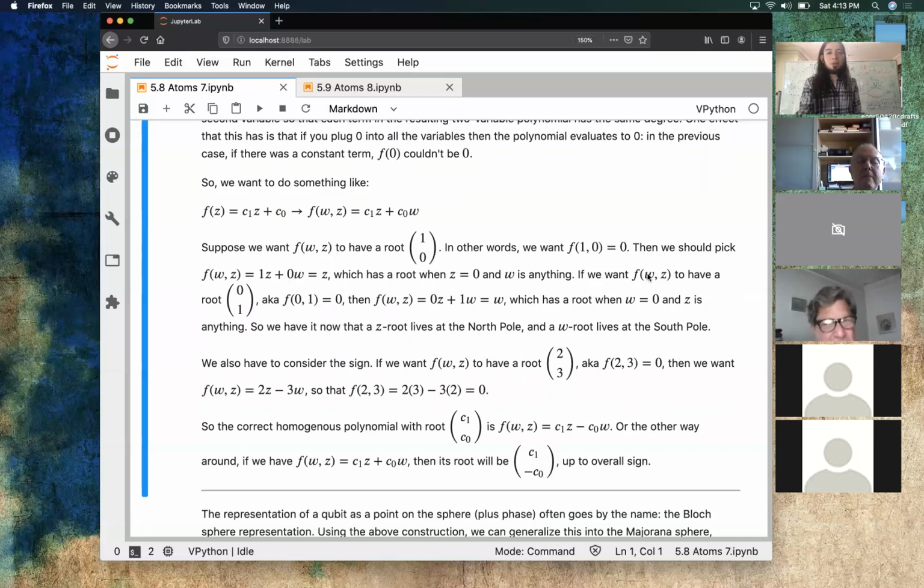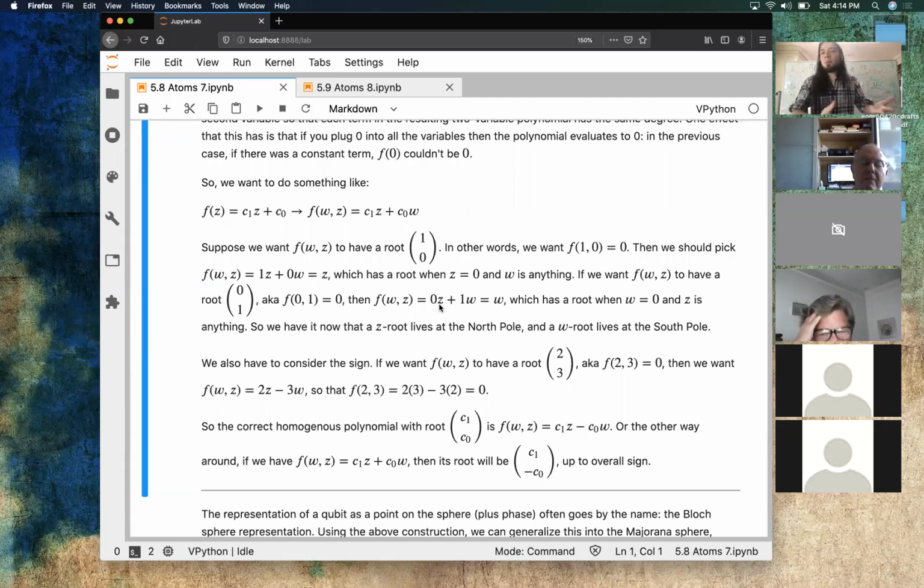If we want f of w, z to have a root 0, 1, in other words, we want f of 0, 1 to be 0, then we could use the polynomial 0z plus 1w, aka just w, which has a root when w equals 0 and z can be anything. So we have it that a z root lives at the North Pole and a w root lives at the South Pole. And this is equivalent to what I said about using a single variable polynomial. Every time you lose a degree, you add a root at infinity. This is doing the same thing.